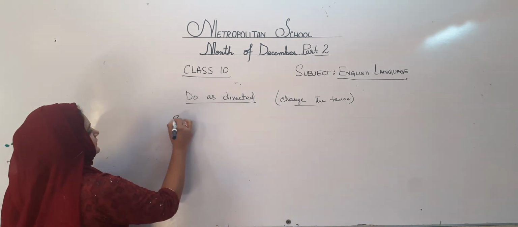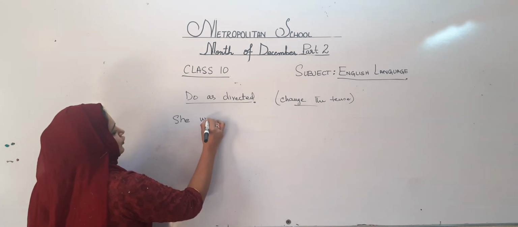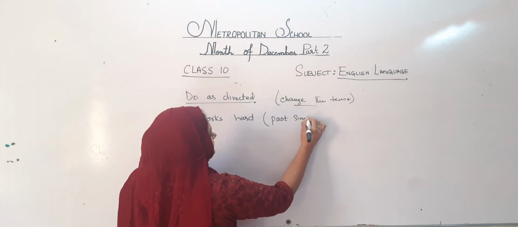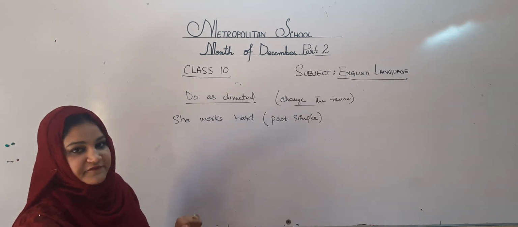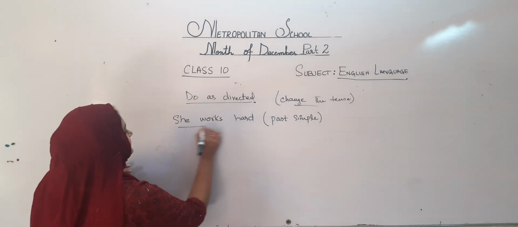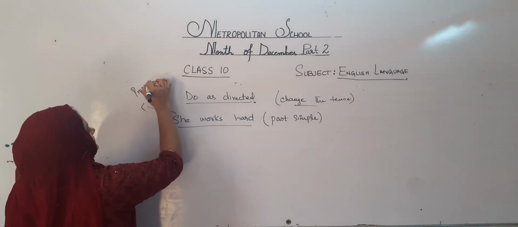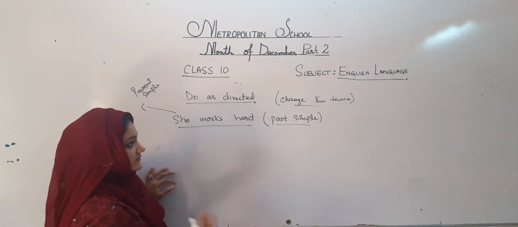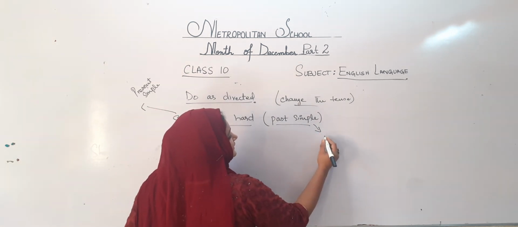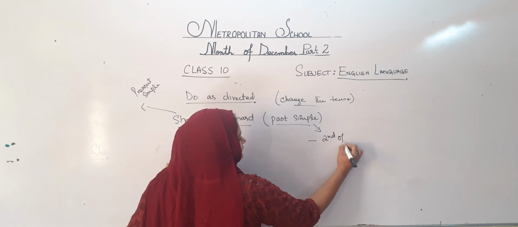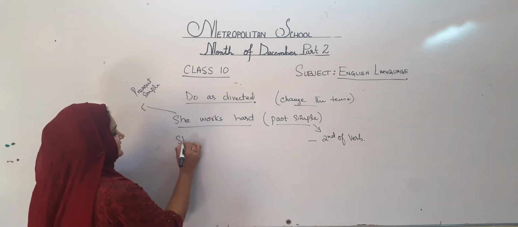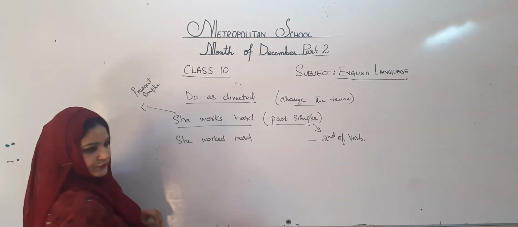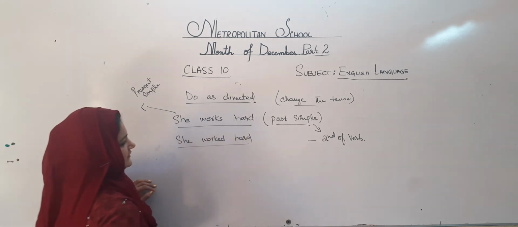For example, she works hard. Now you need to change into past simple. So how will you change it? First you need to identify which tense this is. So this tense is present simple, and I am going to change into past simple. So remind what the helping verbs of past simple are. You know, no helping verb, you just need the second form of verb. So she, what is the second form of verb? She worked hard.